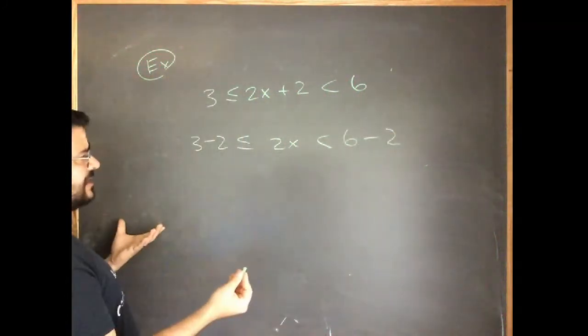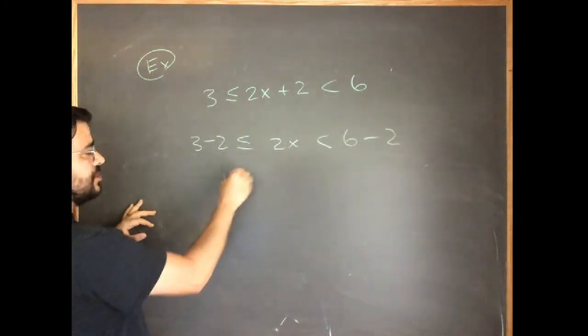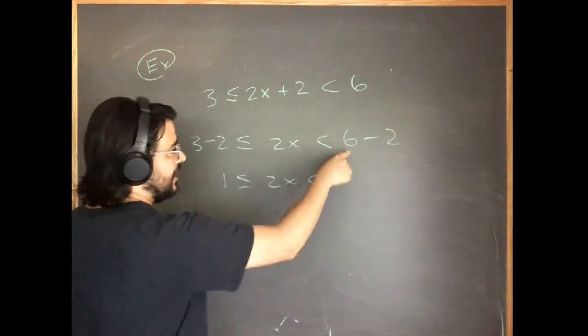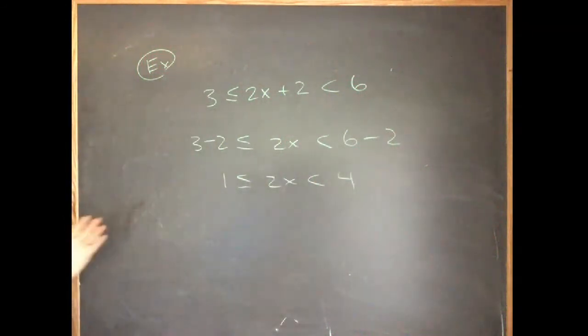And if you can see it, you could write it down like this. 3 minus 2 is just 1. And 6 minus 2 is just 4. So if you could have seen it, you could have jumped right to 2x is in between 1 and 4.